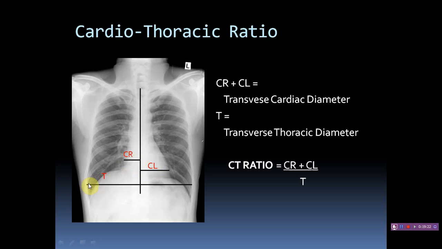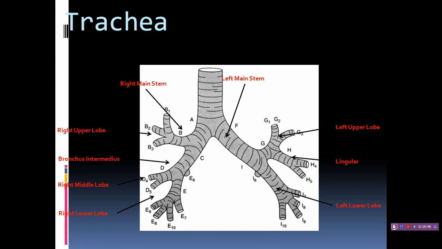So that the thoracic diameter is at the CP angle, the costophrenic angle. This is the costophrenic angle. At the level of the costophrenic angle we will measure, so that you can see how we calculate the CT ratio: CR plus CL divided by T, whichever the ratio. If more than 50%, it means there is a cardiomegaly.